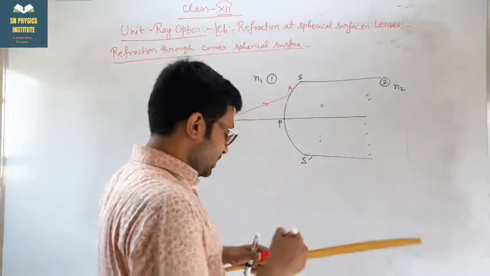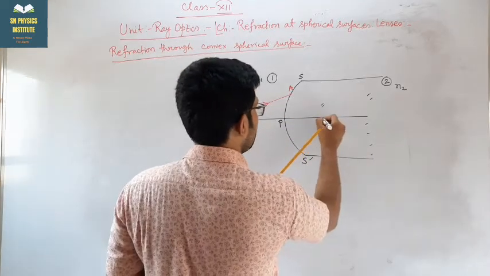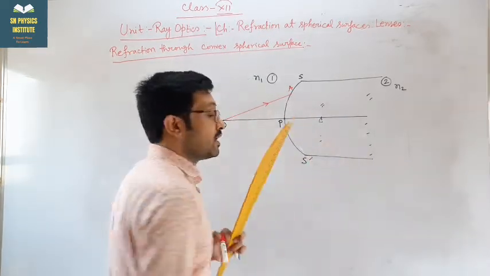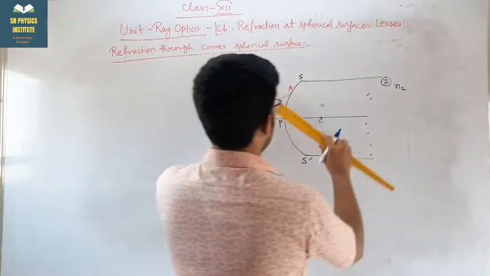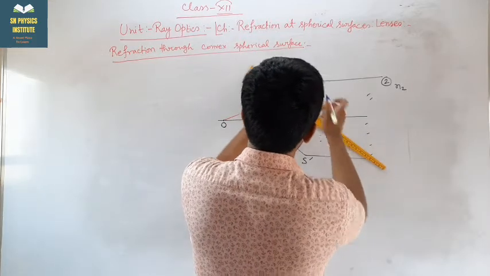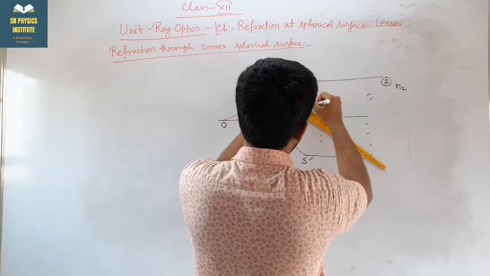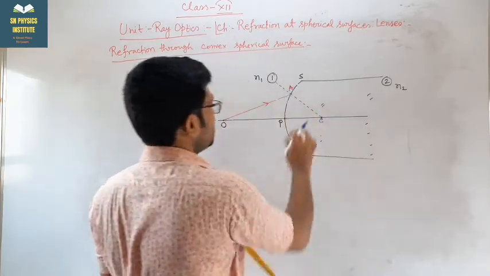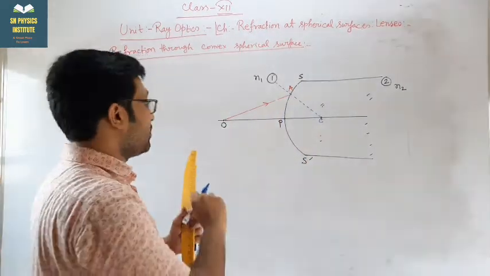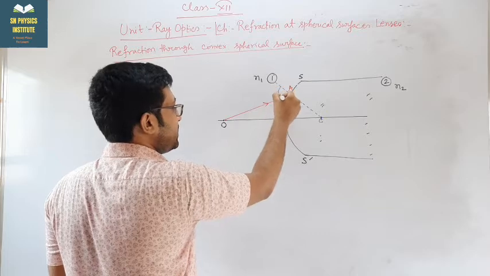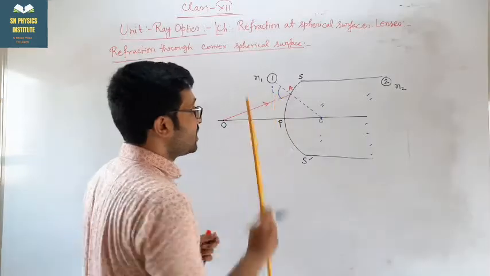Now what will we draw here? If this is the spherical surface, the center is here. This is the center of curvature. If we draw a normal at point A, this normal must pass through point C. So this is the normal at point A. What is the angle of incidence? The incident ray makes an angle with the normal. This is known as the angle of incidence, and it is denoted by i.